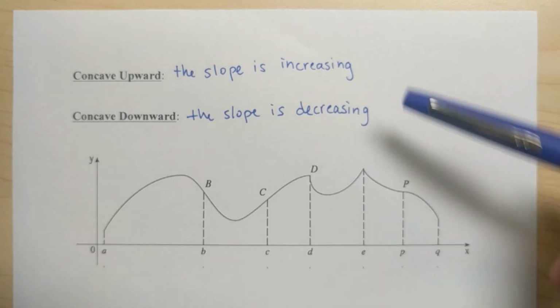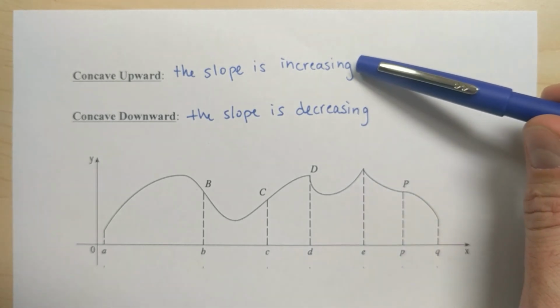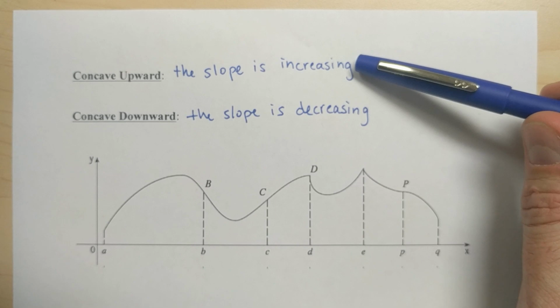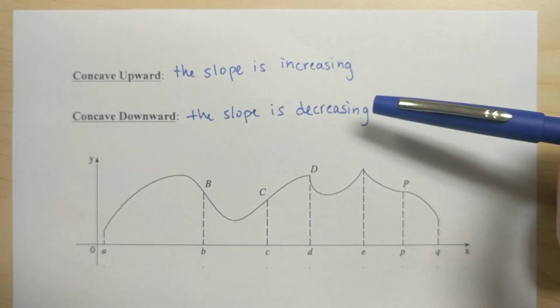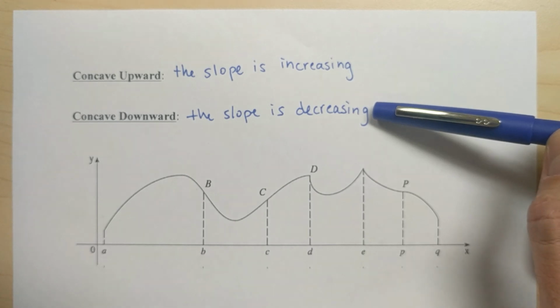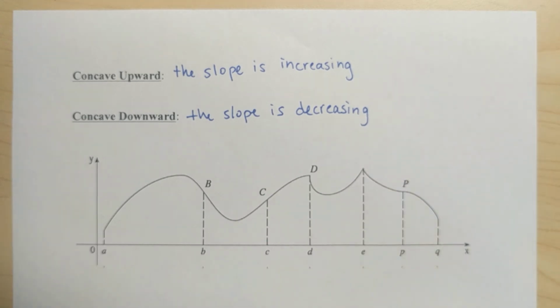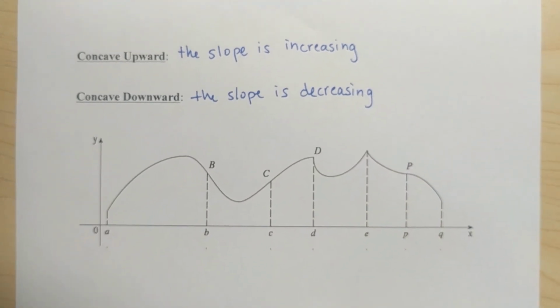So if you have a not so steep slope, but then as you move along, the slope gets steeper and steeper and steeper, then that would be concave upward. But if maybe it's not so steep, but then it starts to flatten out to zero and then become a negative slope, that would be decreasing. So here's a graph that has some various things going on with it in terms of concavity. So let's take a look at each of the little intervals.